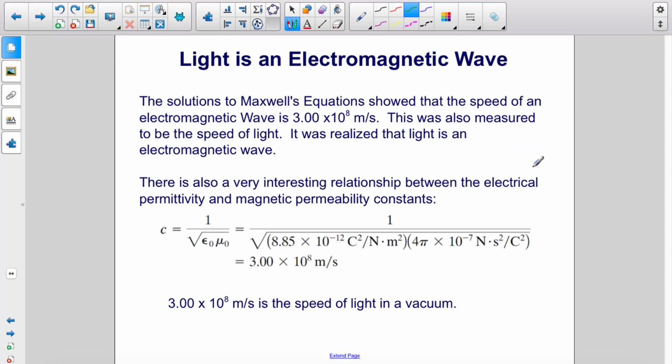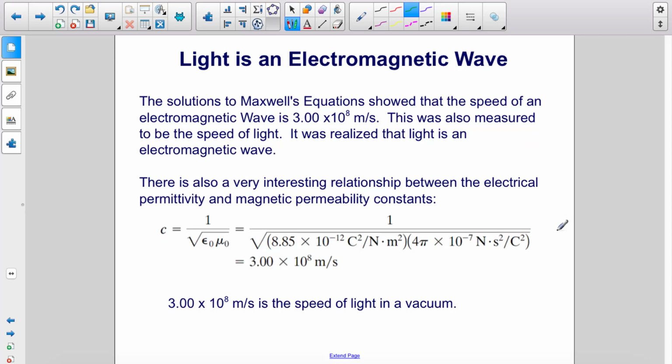The solutions to Maxwell's equations showed that the speed of an electromagnetic wave in a vacuum is 3 times 10 to the 8th meters per second. This was also measured to be the speed of light. It was realized that light is an electromagnetic wave.